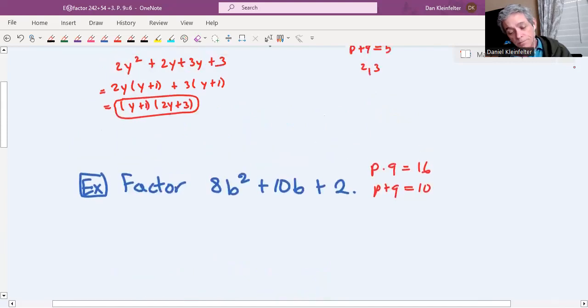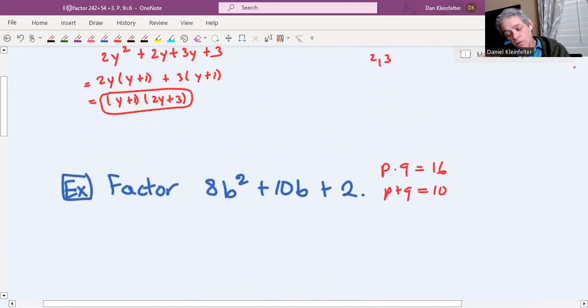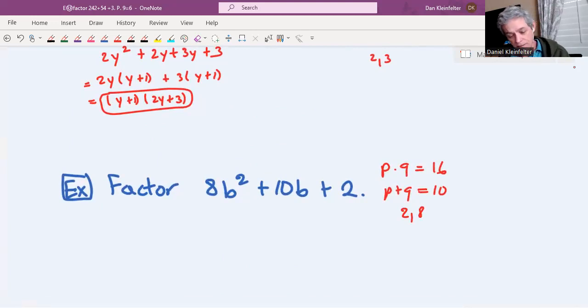Okay, so our two numbers are going to be 2 and 8. Right? 2 times 8 is 16. 2 plus 8 is 10. So we'll have 8b squared plus 2b plus 8b plus 2. Split up that middle 10b into two pieces. Now we can factor this thing by grouping.